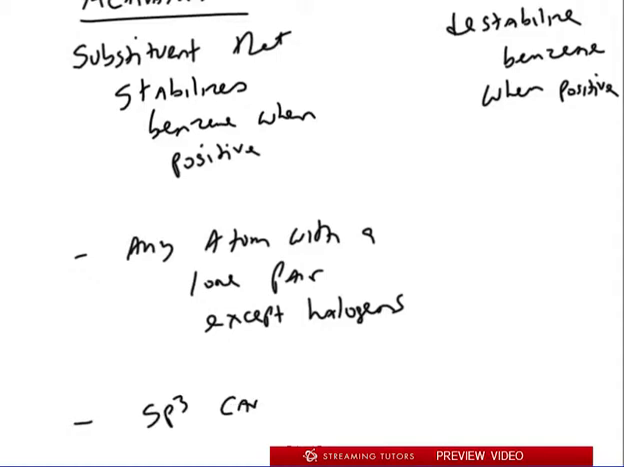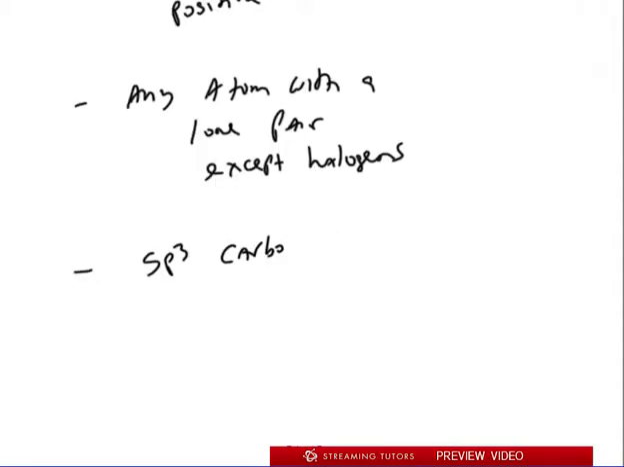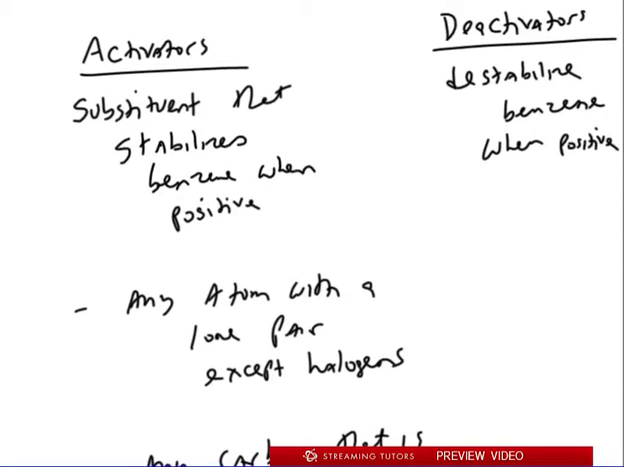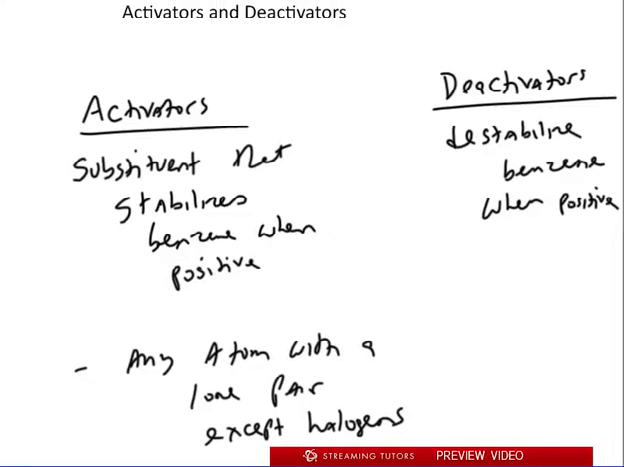Okay? Also, sp3 carbons, actually, let me make it more clear. Any carbon, doesn't have to be sp3, any carbon that is not partial positive or positive. Okay? Those are activators. So if you have a methyl on a benzene, it's an activator. Ethyl, activator. Alkene on a benzene, activator. As long as the carbon isn't positive, it's an activator. If an atom with a lone pair is touching benzene, it's an activator. Okay? So those, and you'll see a whole bunch of examples in a moment.